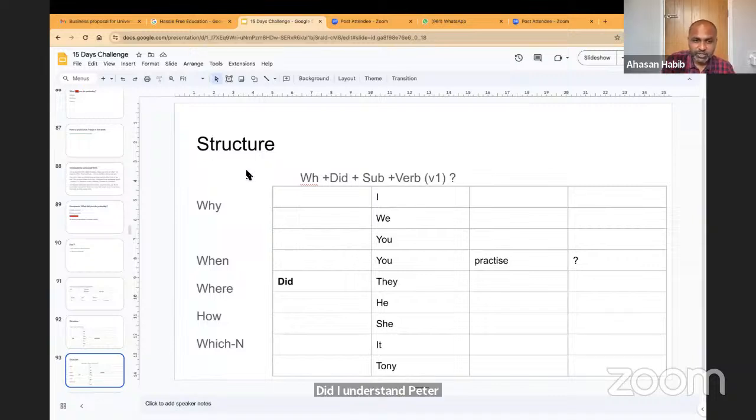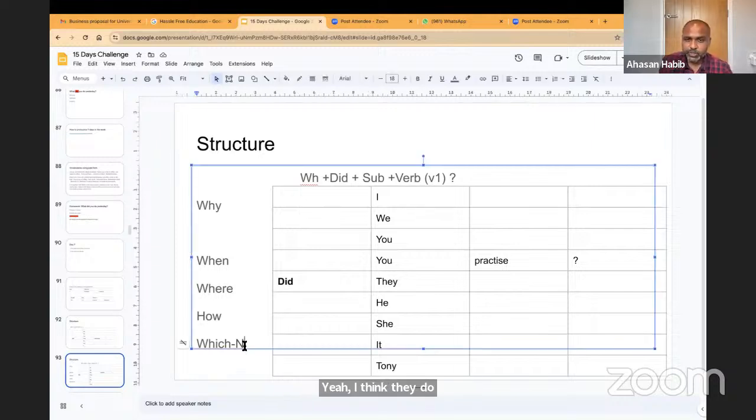Finish. Then we're gonna start with when. When did I practice? When did you practice? Then we're gonna start with where, then how, then which language. Which language, which country, which institution, which university, which college. Is it clear?